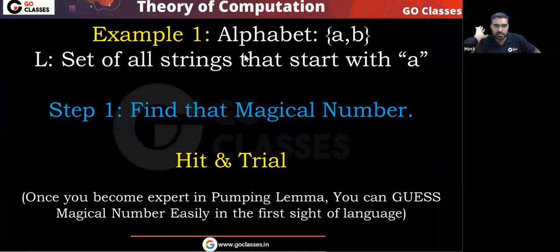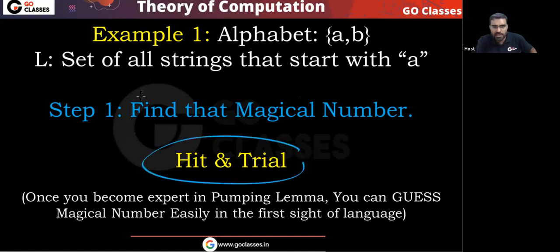Now, let me tell you one thing. You will be thinking, sir, if we apply the hit and trial, then there are infinite number of natural numbers we have to check. If we apply hit and trial, then we have to check P equal to 1, P equal to 2, P equal to 3, P equal to 10, P equal to 100, P equal to 1000, P equal to 1 crore, 1 trillion, 1 billion. Yes or no? So the point is, if you apply the hit and trial, then you will be thinking that we have to check a lot of numbers.